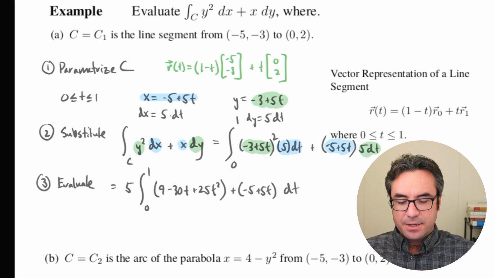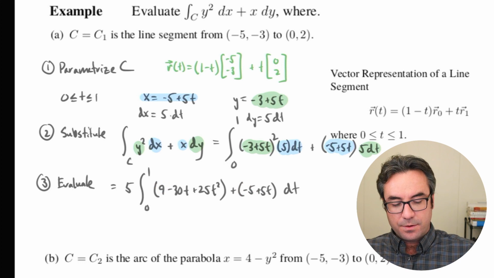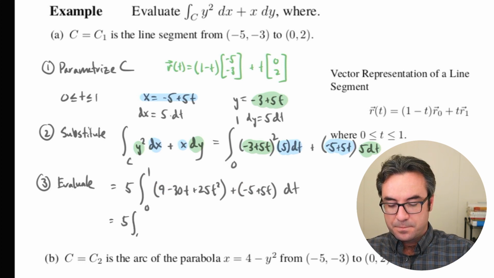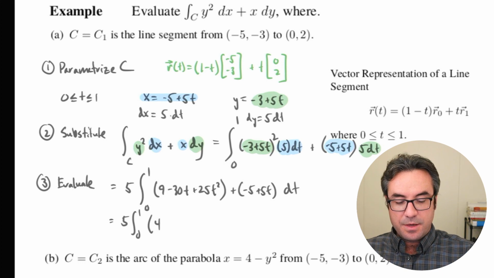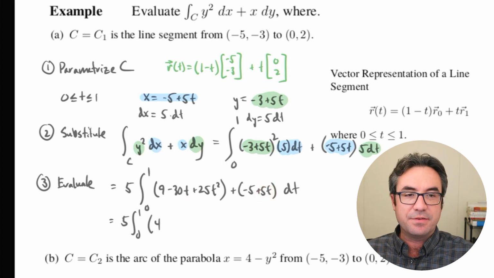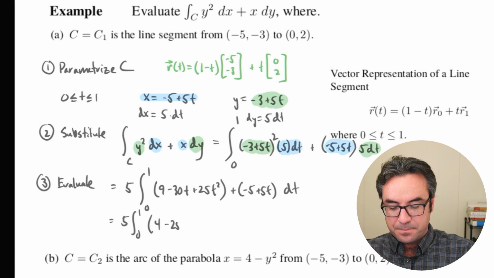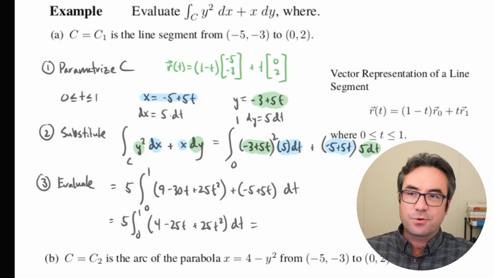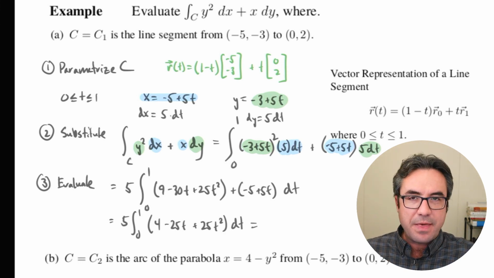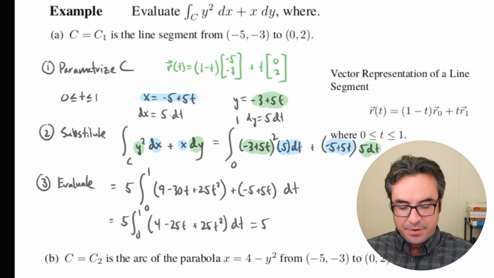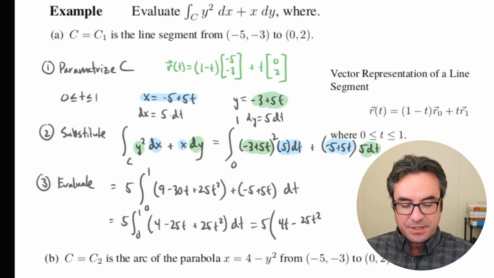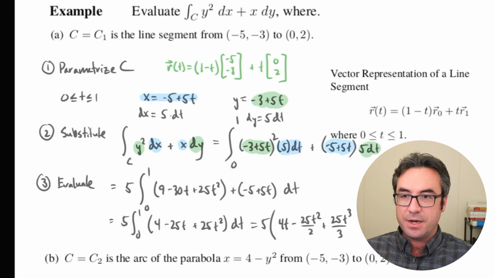And keep consolidating. So the negative 5 and the 9 give us 4. The positive 5t and the negative 30t give us negative 25t. And then we have the positive 25t squared. And now this is just a regular definite integral. So get the antiderivative and then plug in. So when we do this, the antiderivative is 4t minus 25t squared over 2 plus 25t cubed over 3. And then we evaluate from 0 to 1.